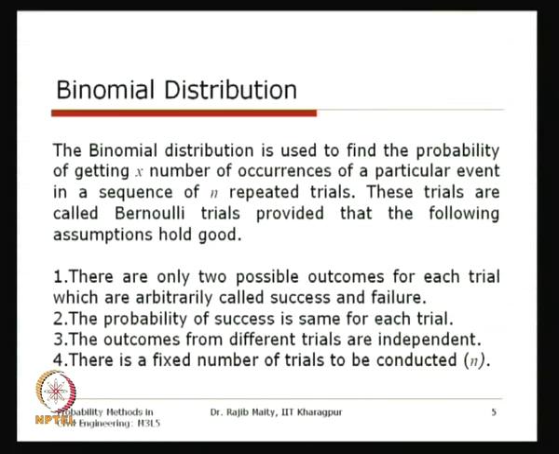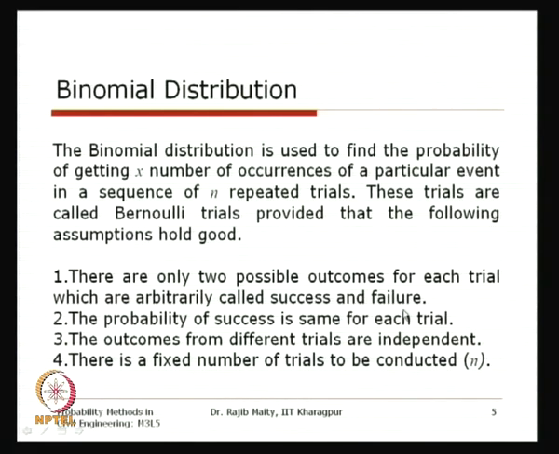So, we will start with the binomial distribution. This binomial distribution is used to find the probability of getting x number of occurrences of a particular event in a sequence of n repeated trials. These trials are called Bernoulli trials, provided that the following assumptions hold good. There are only two possible outcomes for each trial, which are arbitrarily called success and failure.